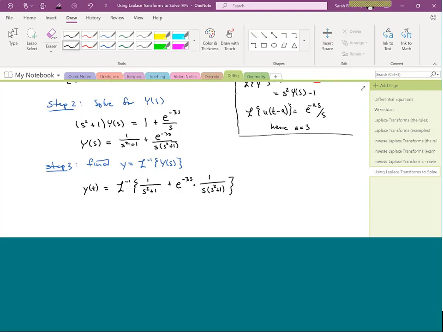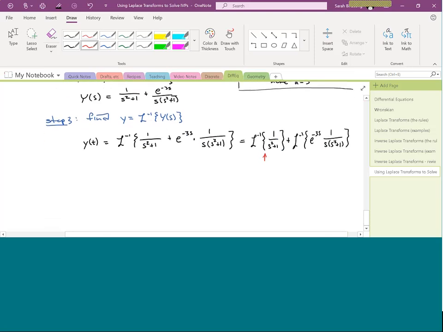Now note, this is totally the same thing as calculating the inverse Laplace transform of 1 over s squared plus 1, and then calculating the inverse Laplace transform of e to the negative 3s times 1 over s squared plus 1. The first one is a relatively straightforward one. So for this first one right here, anybody have a guess what's going to happen to it, or what function it's going to turn into?